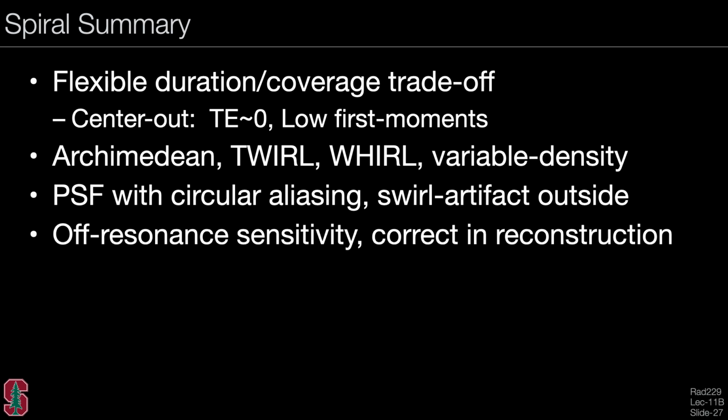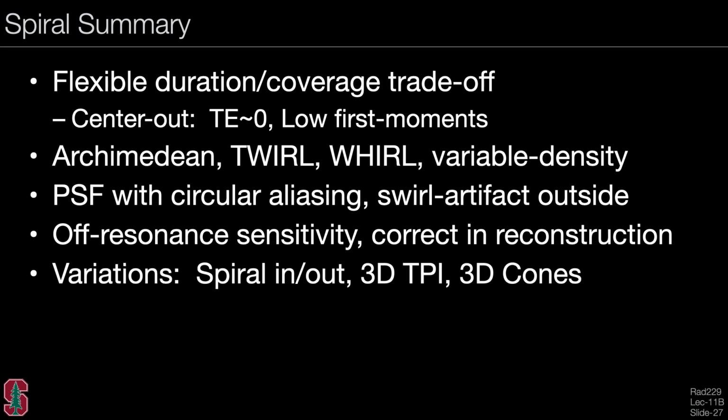The off-resonance sensitivity can be a huge challenge and is often corrected in reconstruction, and of course this is a blur in spiral imaging. There are some variations, including spiral in, spiral out, 3D twisted projection imaging, 3D cones, and others. And we've talked a little bit about the rewinder design, which we will come back to in future lectures.